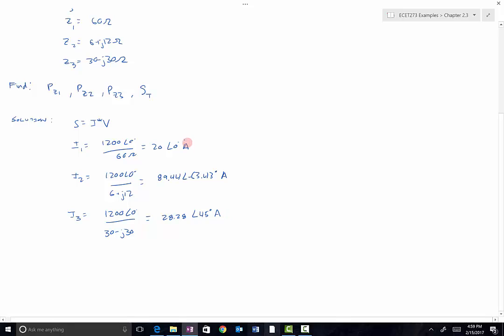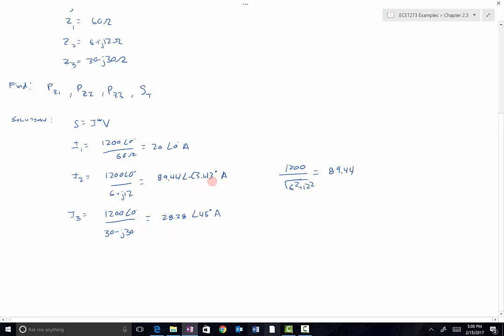It's not part of the problem statement, but I'd like to point out that the angle of the current is always related to the ratio of the reactance and resistance, where the magnitude is always related to the magnitude of the impedance. So I could have calculated 89.44 as 1200 divided by the square root of 6 squared plus 12 squared. I do that and I get 89.44. That's where that part came from.